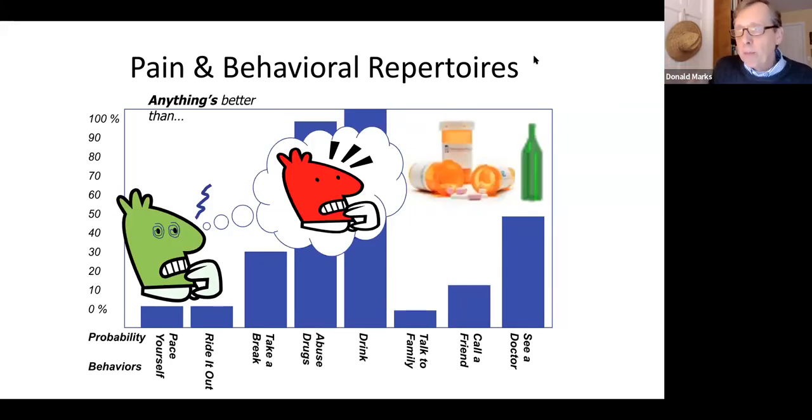Or what if I am operating under the control of the rule that anything is better than being in pain, that pain is absolutely dreadful? That's going to heighten the probability of certain kinds of behaviors and reduce the probability of other behaviors. So we want to look at our behavior under the control of these various rules.